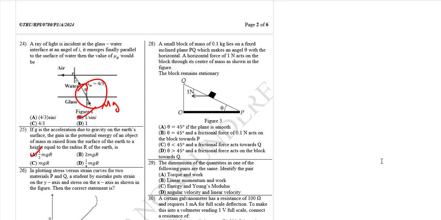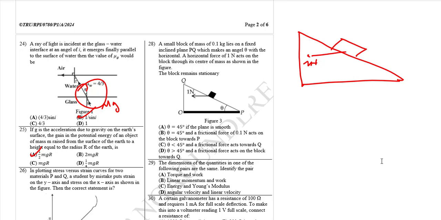Okay, so let's analyze the problem. We have a sort of triangle like this. That's our runway. Here we have our mass. Here we have a horizontal force of 1 Newton. The same angle here is theta. Okay, so we are going to resolve.